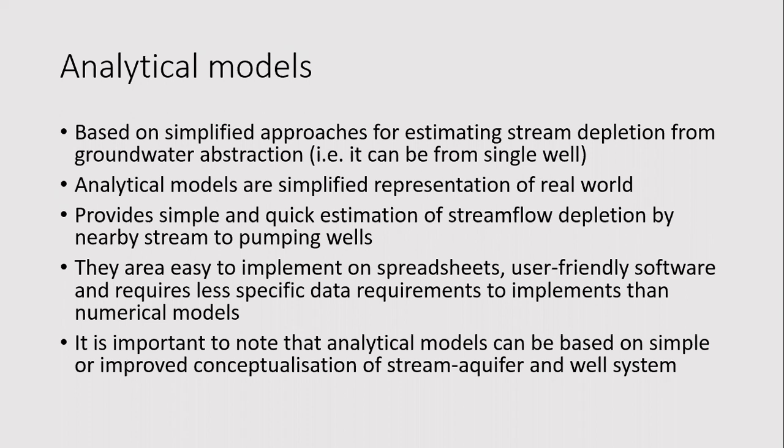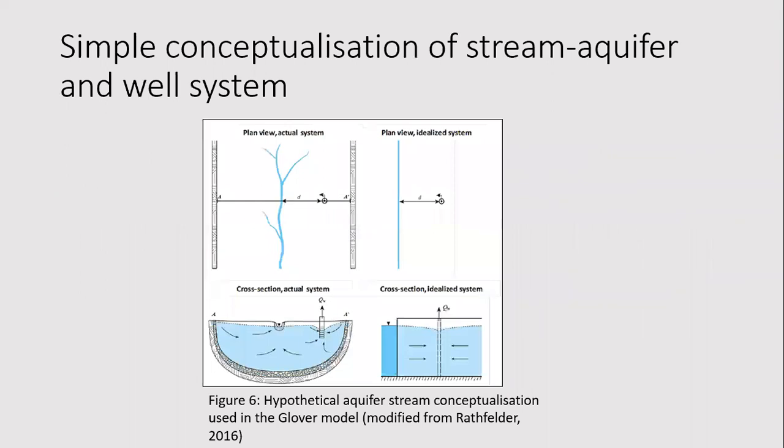And it is very important to note that it's not only a simple model, but other researchers out there have improved this conceptual model of stream, aquifer and well system. The simple conceptualization of a stream, aquifer and well system is actually very difficult, or rather not even possible, to find in the field: just a straight-line river with one well that you can then use in the field.